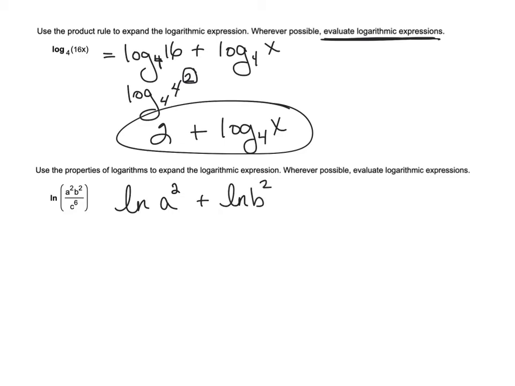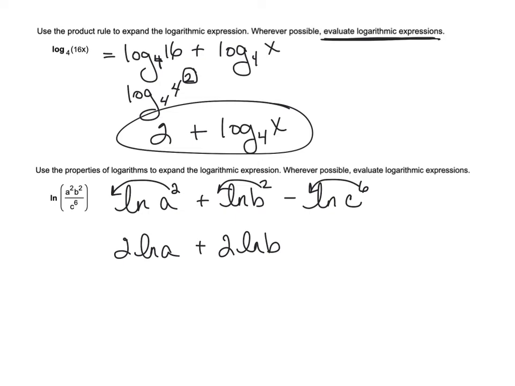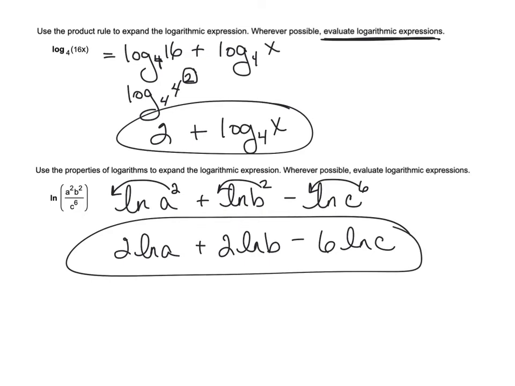And the subtraction, the division, means you subtract before that one. Those are using the first two rules. And then one more step, let's bring our exponents down in front. So my final answer would be natural log of 2 times natural log of a plus 2 natural log of b minus 6 natural log of c. And this is what they're looking for. Once again, we're just showing that we know the rules.